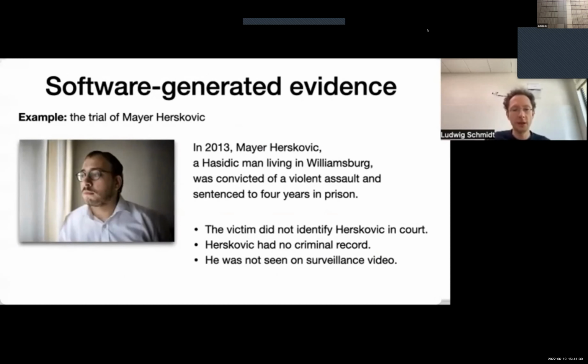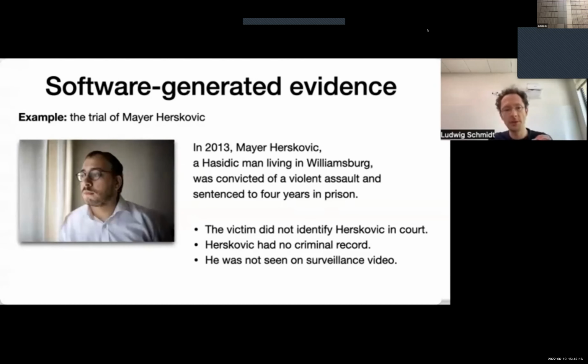So in 2013, Maya Herskovich, who is a Hasidic man living in Williamsburg, New York, was convicted of a violent assault and sentenced to 4 years in prison. And an interesting aspect here is based on what evidence did they reach this decision, because the victim in this case did not actually identify Herskovich in court. Moreover, Herskovich has no criminal record and he was not seen on any of the surveillance video for this case. So why were they convinced enough that they should convict Herskovich in this case?